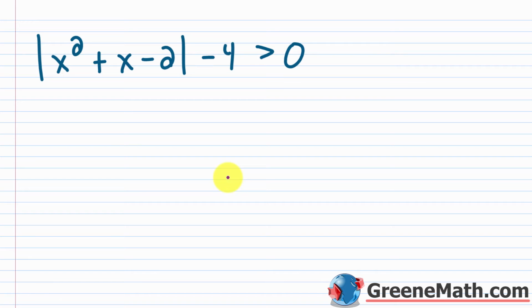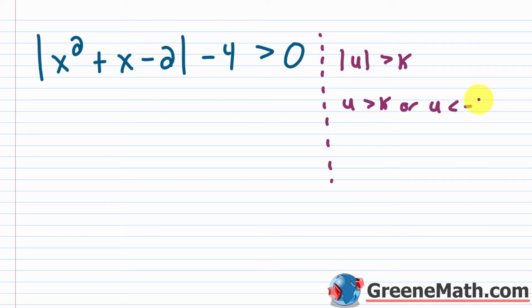All right, so let's do this algebraically. What I'm going to do first is think about a rule that we learned a long time ago. Let me write this off to the side. If you have some algebraic expression, let's call it u, which in this case is the x squared plus x minus 2 that's inside the absolute value bars, and let's say it's greater than some positive real number, let's just call it k, well, the way this sets up is that u is greater than k, or u is less than -k. So we're going to just use that rule here.